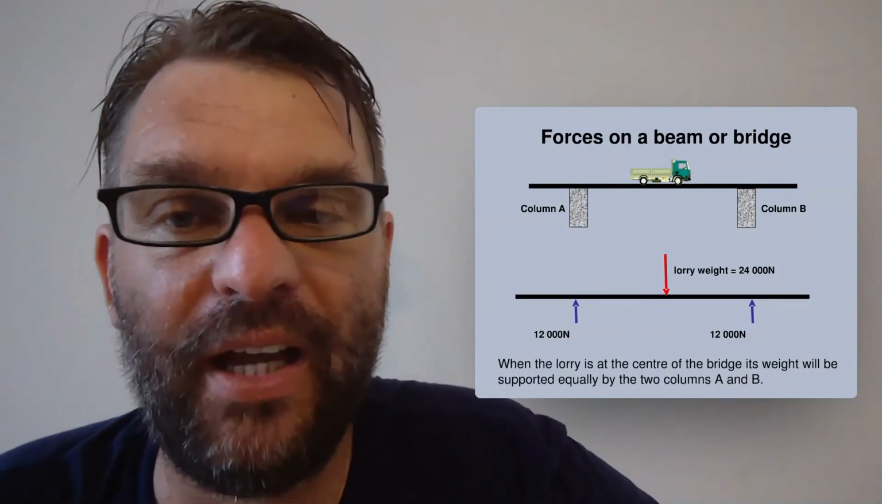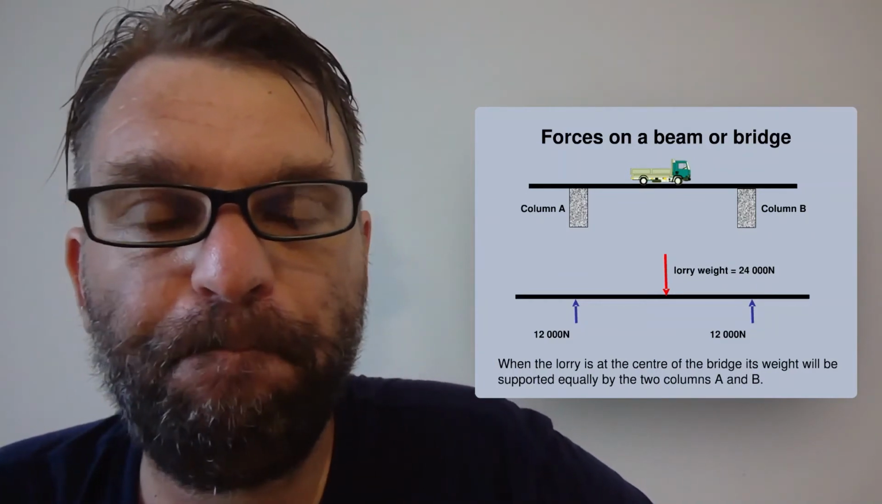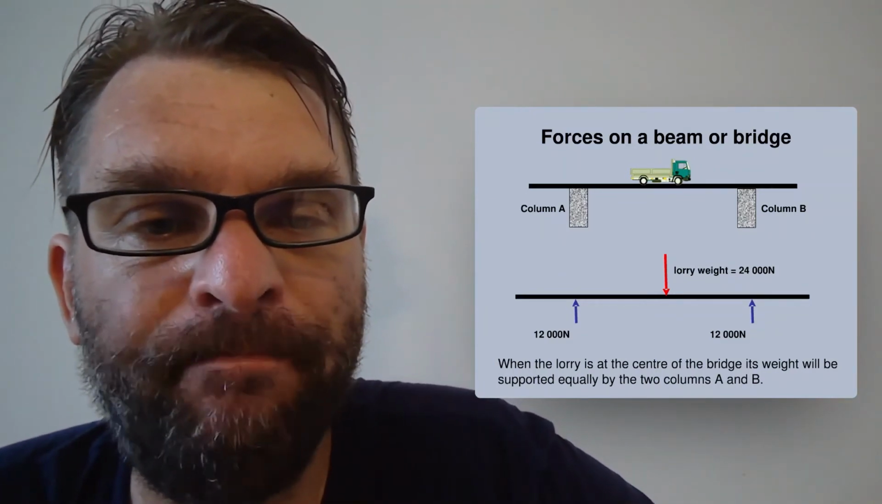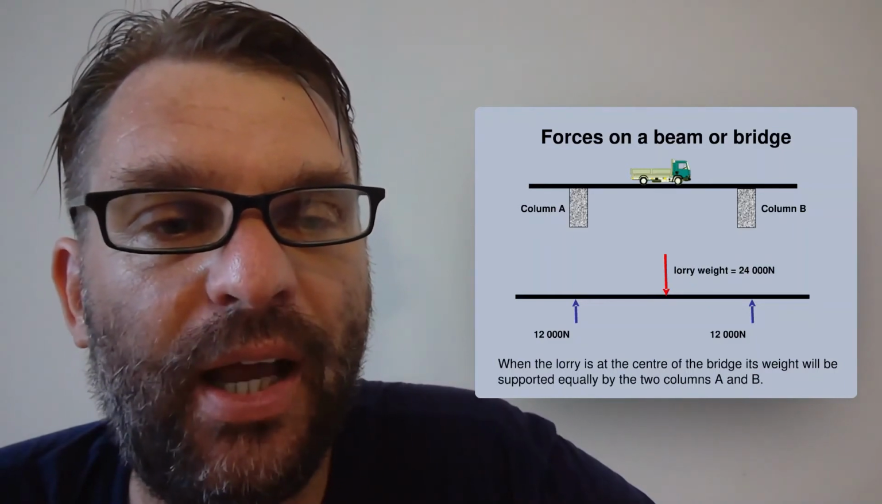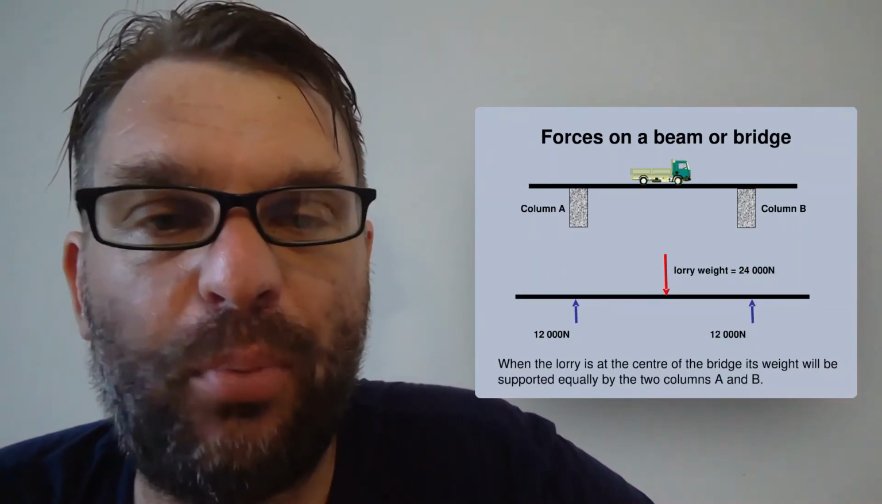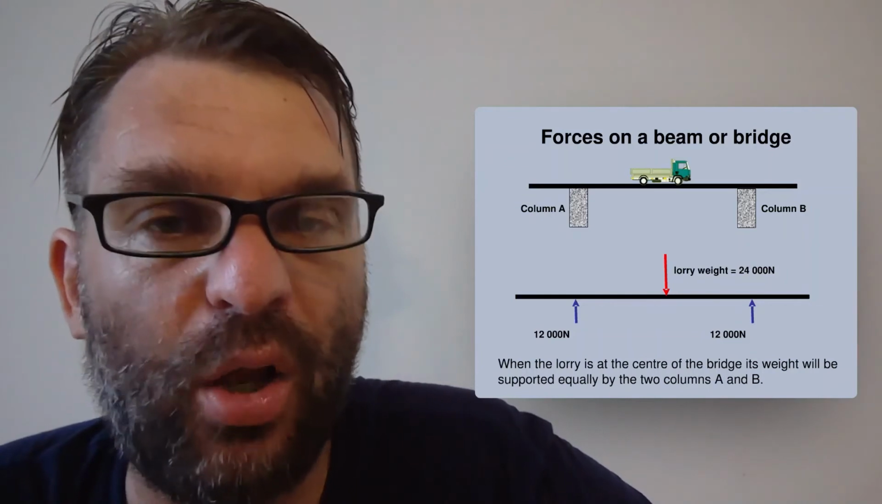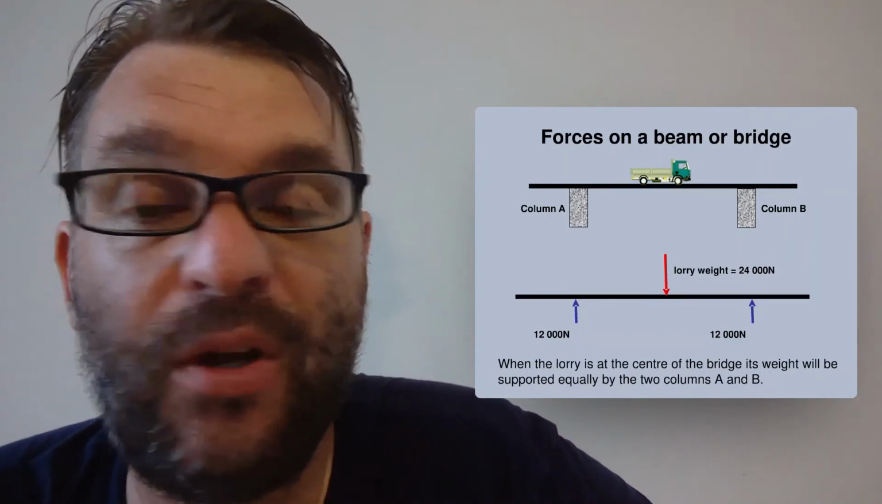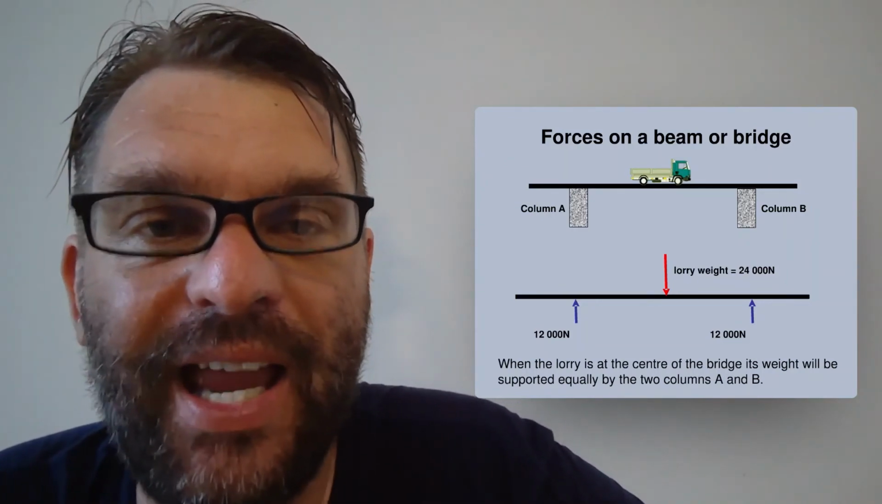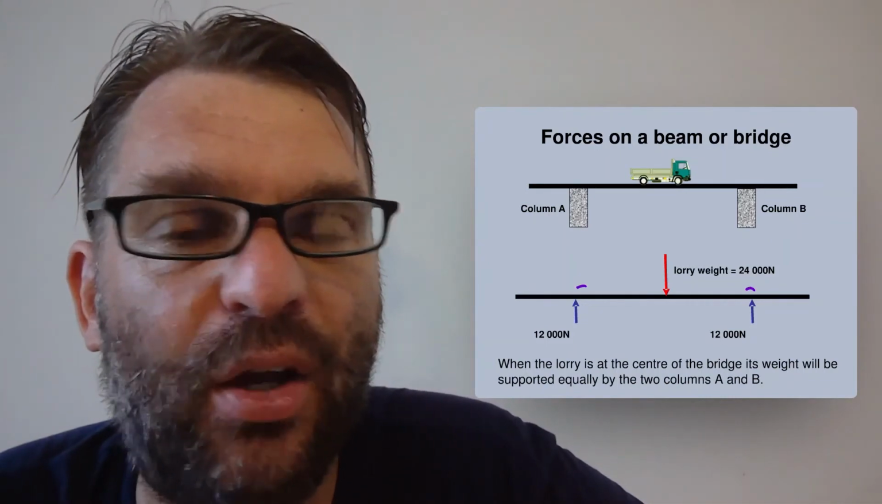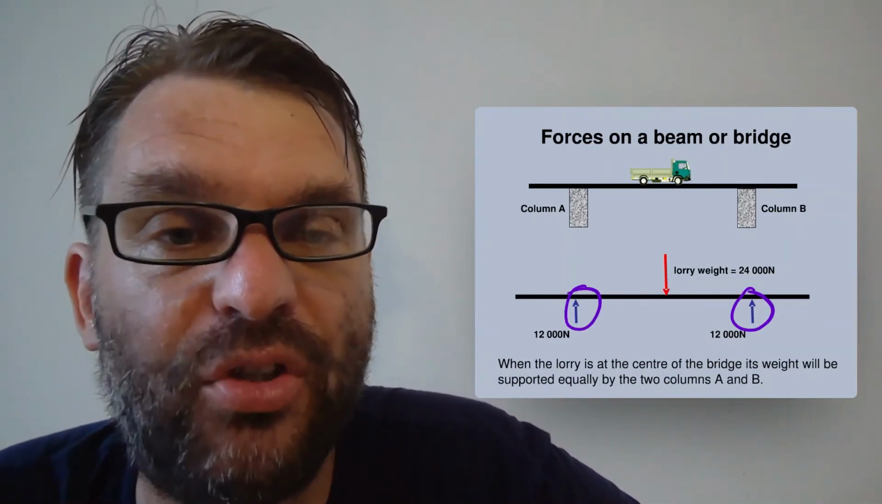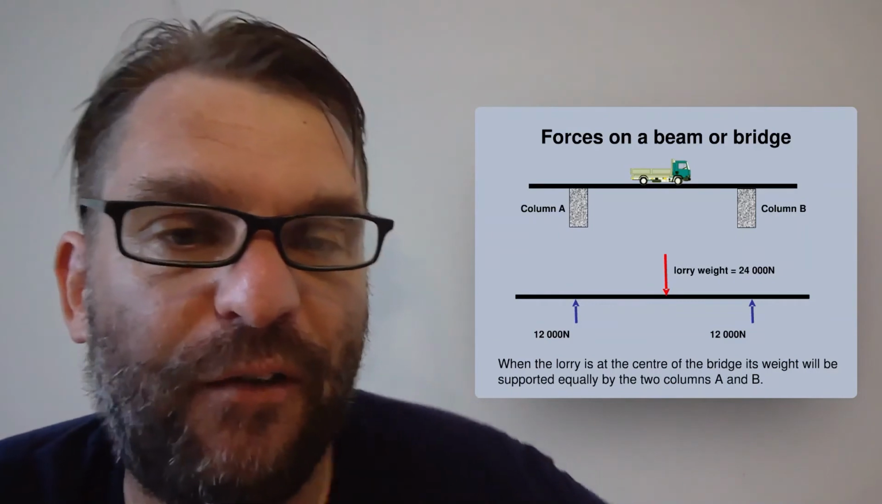Okay, so here we have a truck or a lorry on a suspension bridge. Okay, in the center of the bridge, the weight is going to be equally supported by both of the pylons. So the lorry's weight is 24,000 newtons, so it means that each of the pylons, column A and column B, are going to support 12,000 newtons each. Easy because it's 50-50.